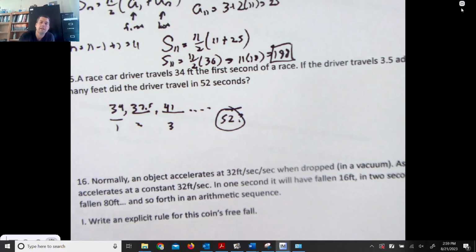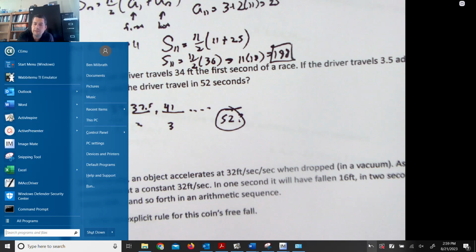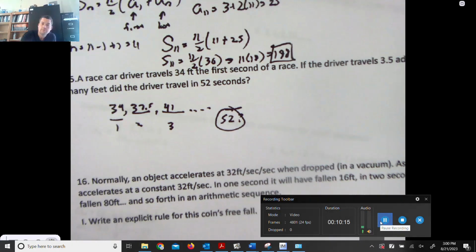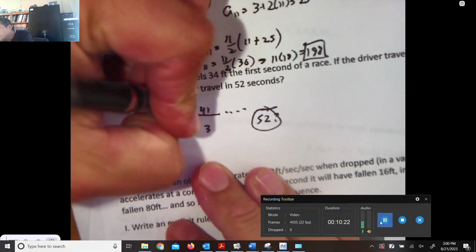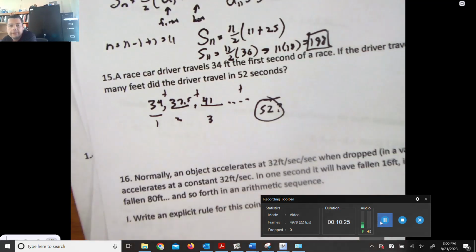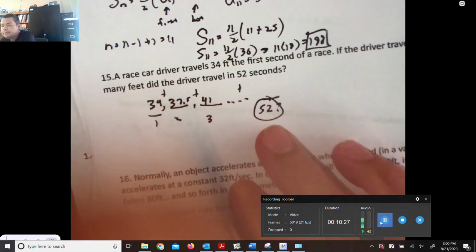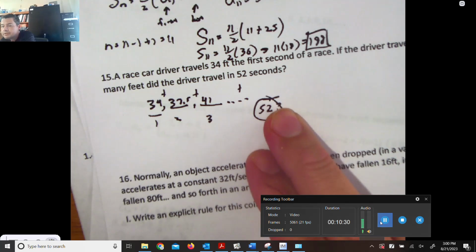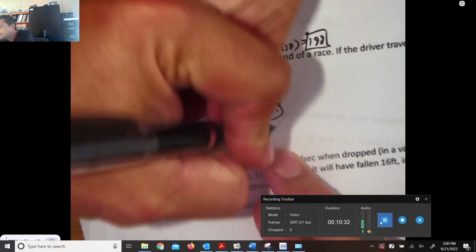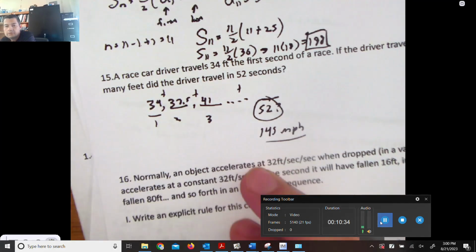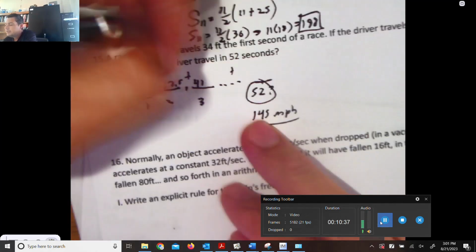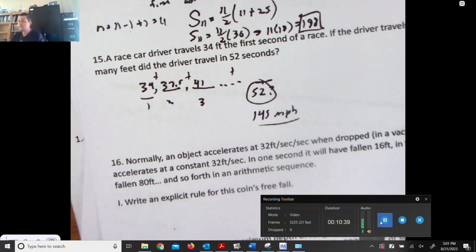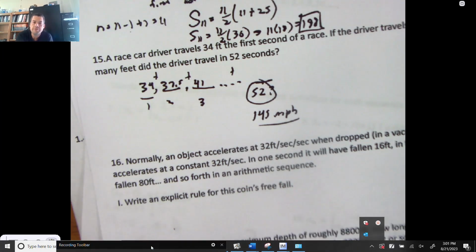Pause this. I got this from your book, but I do not like the way they worded this. I was doing some math, and the question is actually about summation. I was a little bit worried that it was going to be so fast, but even at 52 seconds, given this rate of acceleration, he's only moving about 145 miles per hour. So it is reasonable that they're asking for total distance and he's actually accelerating. It was just worded wrong. So let's figure this out.